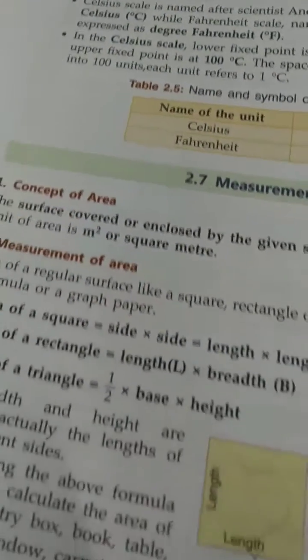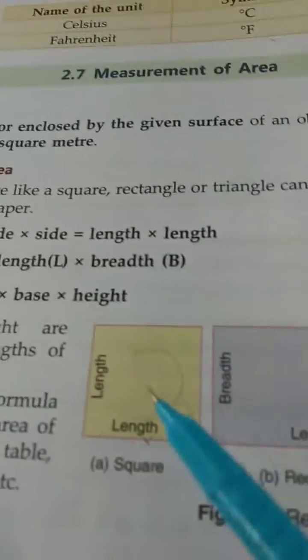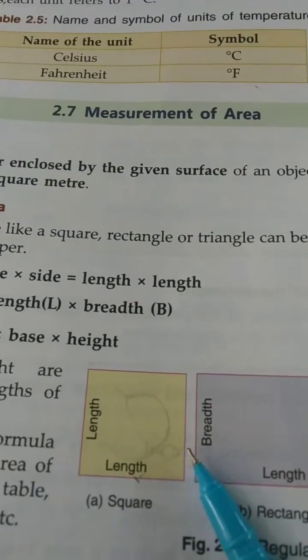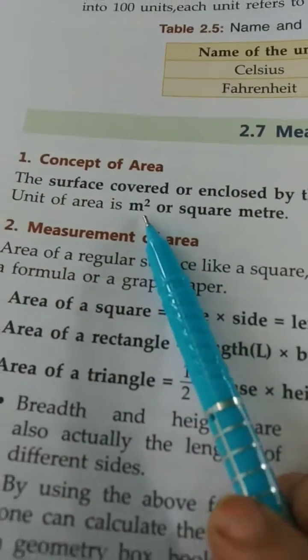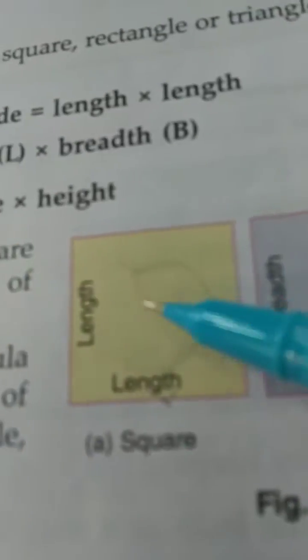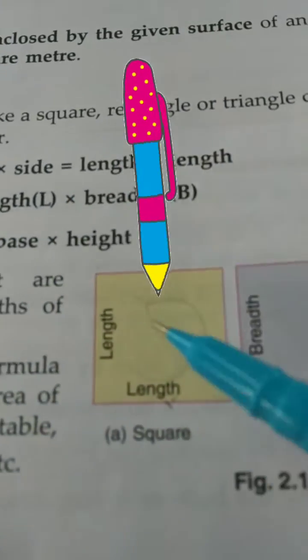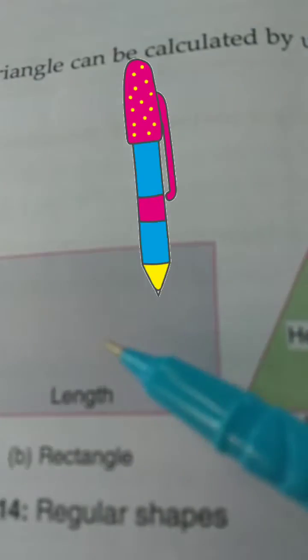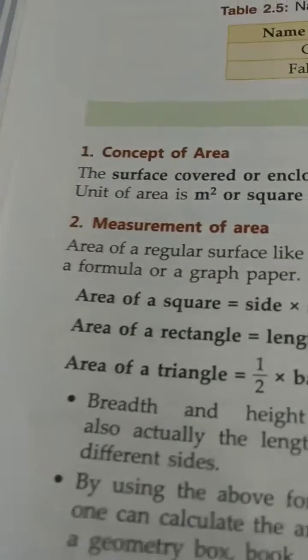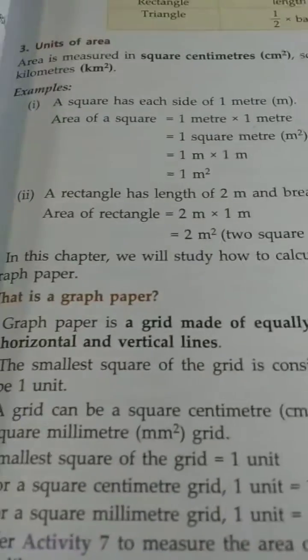Now, the concept of area. Area, what is it? The surface covered or enclosed by a given surface of an object is called its area, and the unit of area is meter squared, or square meter, you can say. The area of a square, we know, is side into side, length into length; of a rectangle, length into breadth; of a triangle, 1/2 base into height. In this way, we find out the area of the given structure.